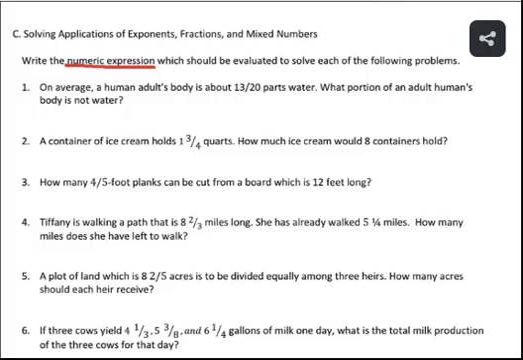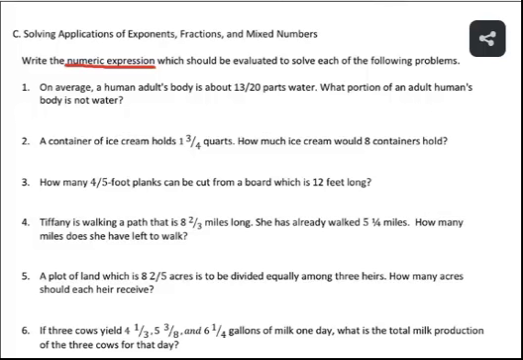Number 1. On average, a human adult's body is about 13/20th parts water, the fraction 13 over 20. What portion of an adult human's body is not water? So we need to think of what operation would apply here. We want to think of the whole human body. So what number represents one whole?